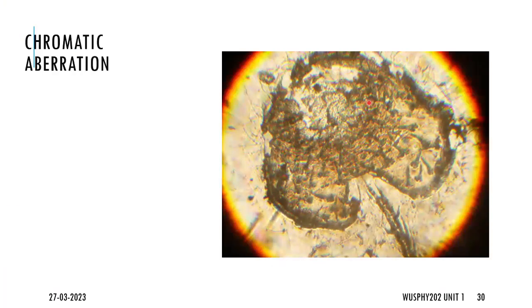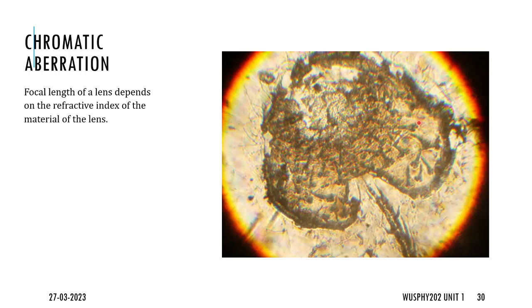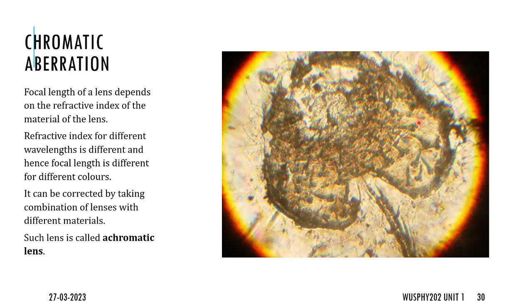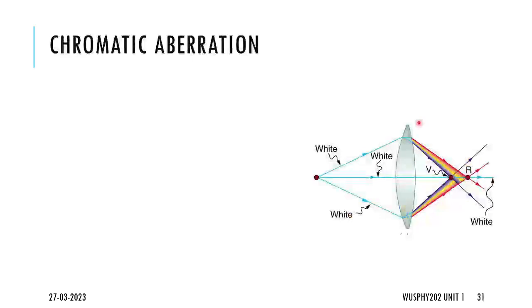Aberration. So you see that there are colored edges, and these colored edges are because of chromatic aberration. The focal length of a lens depends on the refractive index of the material. Refractive index for different wavelengths is different, and hence focal length is different for different colors. It can be corrected by taking a combination of lenses with different materials. Such a lens is called an achromatic lens.